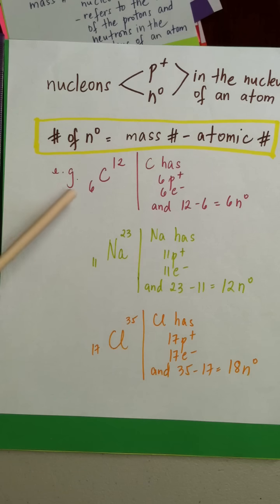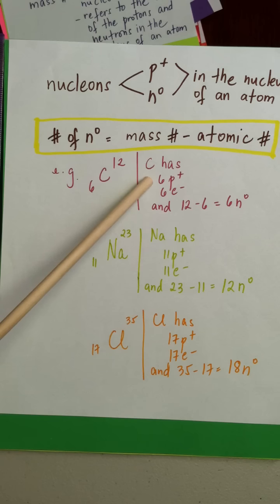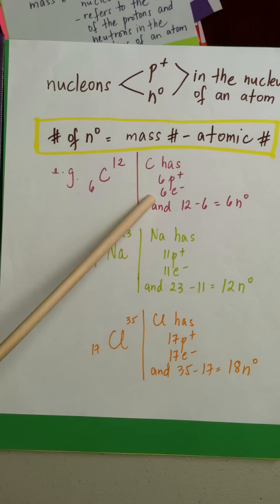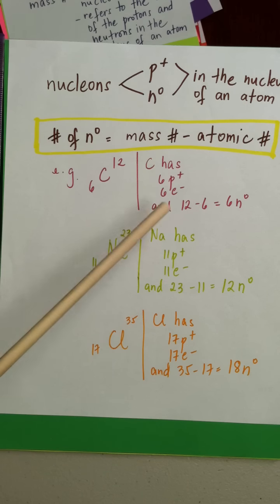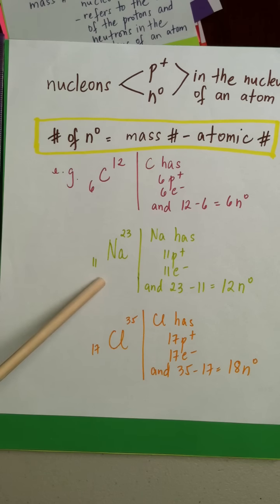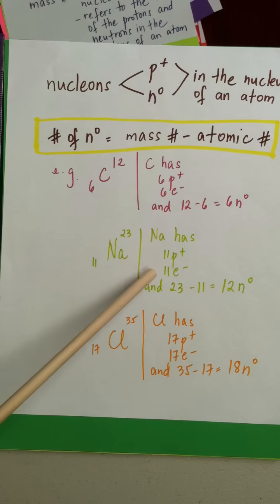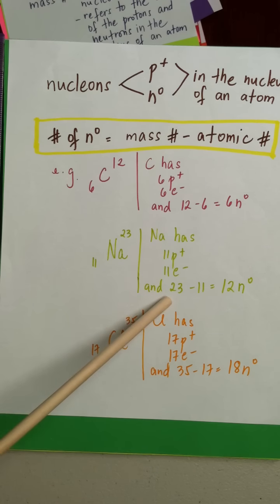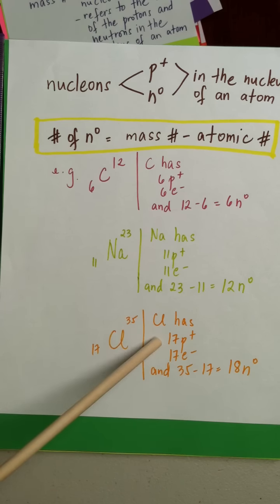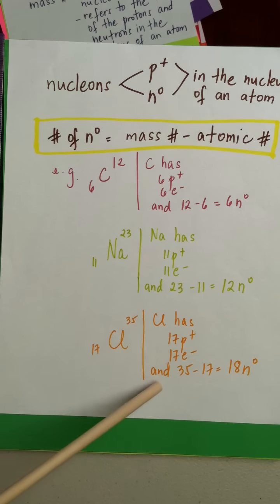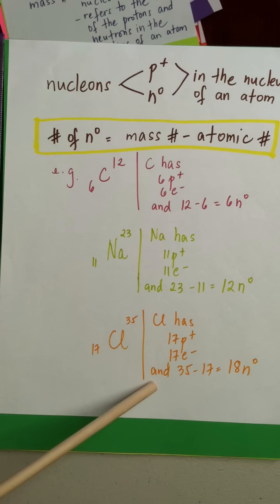For example, if we have carbon-12 (atomic number 6), this means that carbon has 6 protons, it has 6 electrons, and 12 minus 6 or 6 neutrons. Sodium-23 (atomic number 11) has 11 protons, it has 11 electrons, and 23 minus 11 or 12 neutrons. Chlorine-35 (atomic number 17) has 17 protons, it has 17 electrons, and it has 35 minus 17 or 18 neutrons.